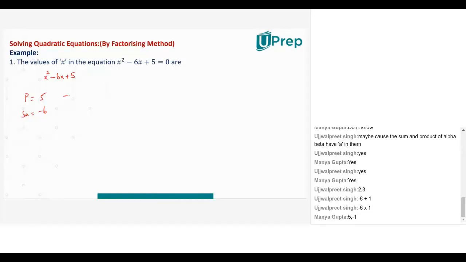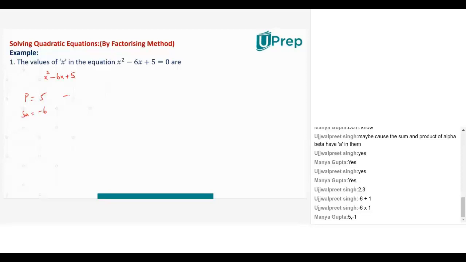Manya says it's 5 and minus 1. 5 into minus 1 is minus 5, Manya. What I need is plus 5. And 5 and minus 1, sum is 4. Yes, Shreya. Minus 5 and minus 1? The numbers are minus 5 and minus 1.